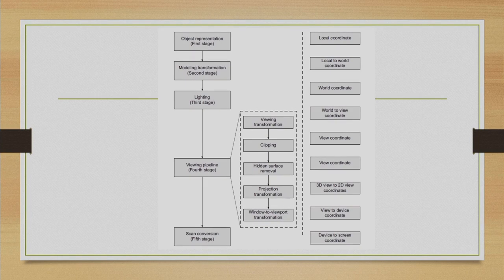Hello and welcome to lecture number 22 in the course Computer Graphics. We are currently discussing the 3D graphics pipeline, and the pipeline has got 5 stages. We have already discussed object representation, that is the first stage, then modeling transformation, second stage, lighting or assigning color, third stage. Currently we are in the fourth stage, that is viewing pipeline. As you can see, it consists of 5 sub stages.